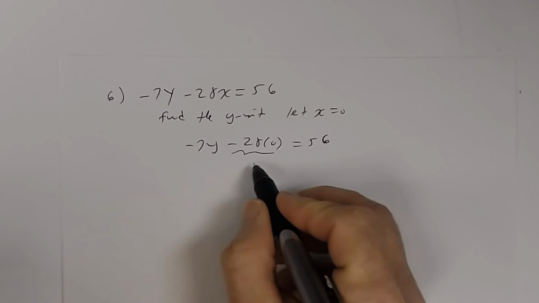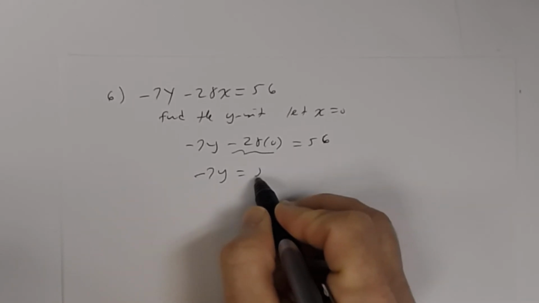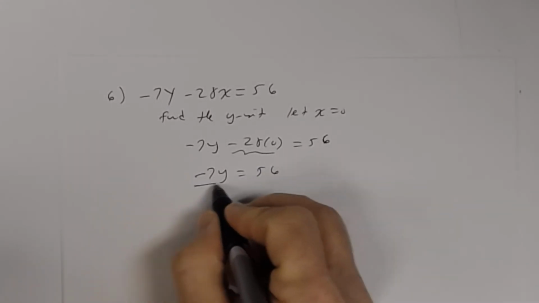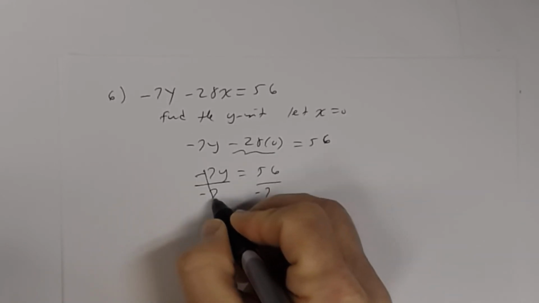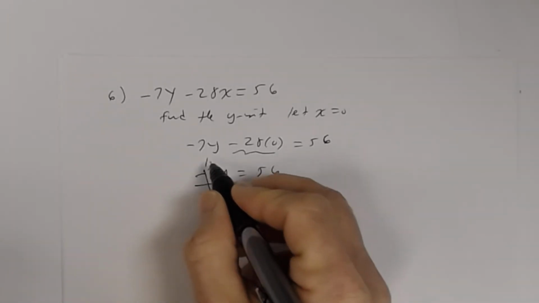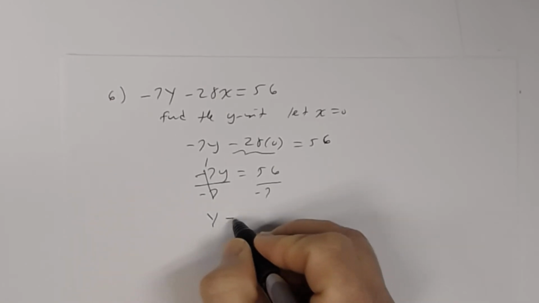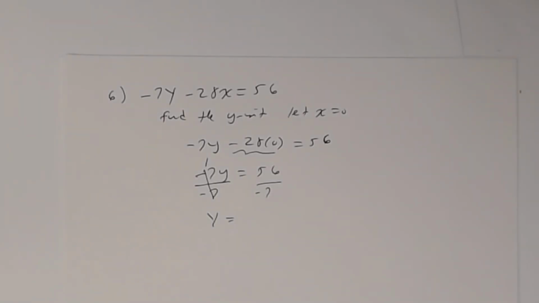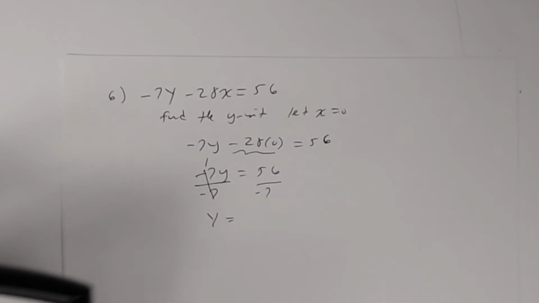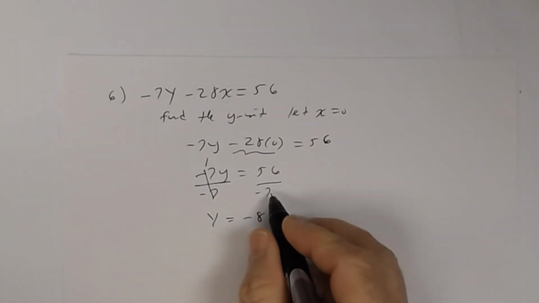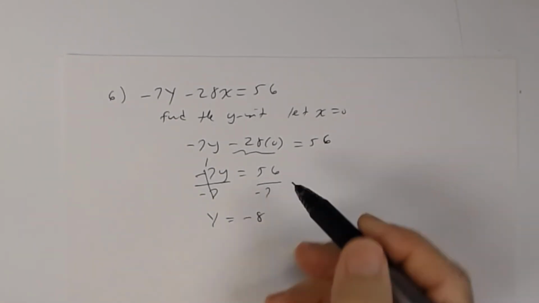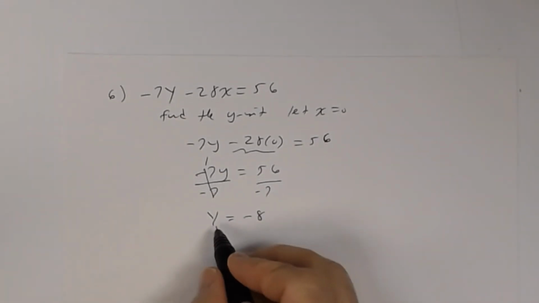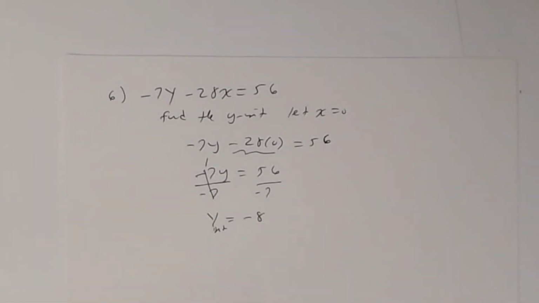Negative 28 times 0 is 0, so I get negative 7y equal 56, right? Divide both sides by negative 7. Negative 7 divided by negative 7 is 1, 1 times y is y. And then a positive divided by negative is a negative. And then 56 divided by 7. Use your calculator if you have to. So 56 divided by 7 gives you negative 8, because positive divided by negative is a negative. So there's your y-intercept. That's where the graph's going to cross the y-axis.